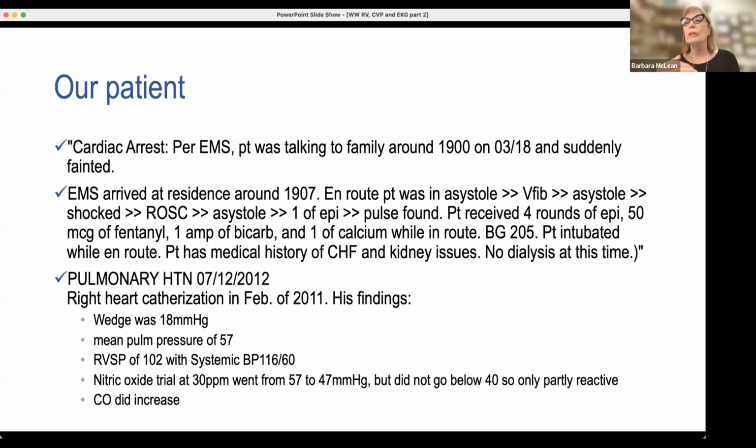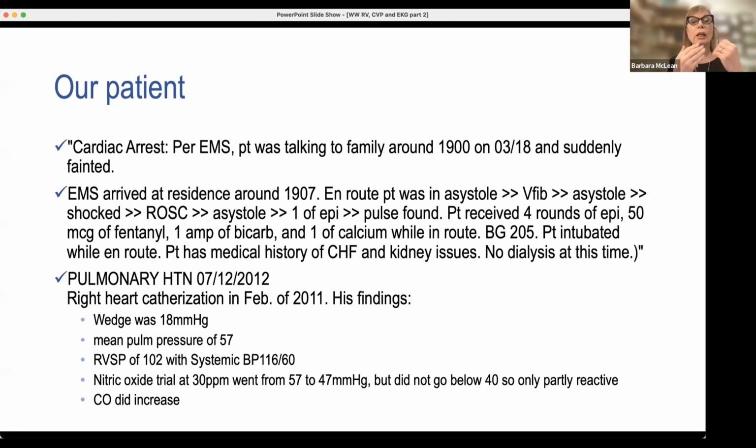The patient in asystole goes into VF, back into asystole, gets shocked, has return of spontaneous circulation, goes back into asystole, gets 1 of epi, and finally gets a pulse, gets 4 more rounds of epi, 50 of fentanyl, an amp of bicarb, and 1 of calcium while en route to our emergency room. Blood glucose is 205, patient intubated by EMS. These are advanced paramedics. She has a history of CHF and kidney failure, and apparently no dialysis at this time. Now, I don't know what that meant. Was she on dialysis? Does she get dialysis? I didn't really understand what that note meant.